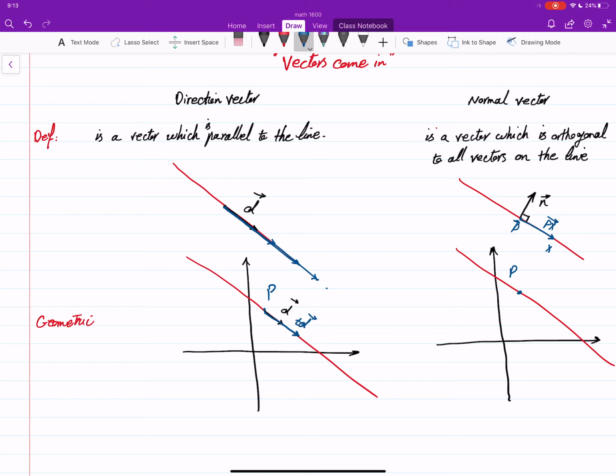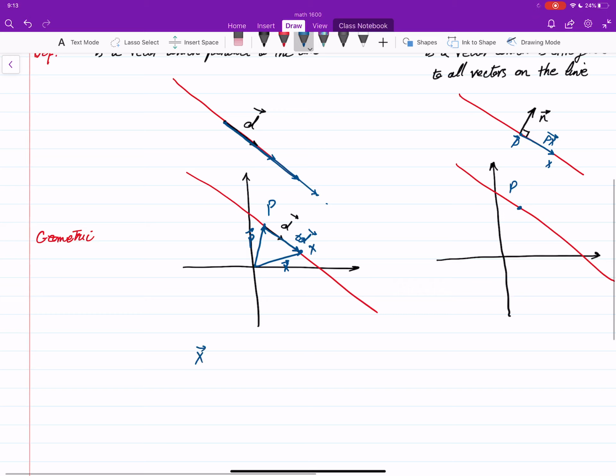And if you use the position vector of these points, this is going to be the position vector P. And if this is the point X, this will give us the vector X. What you see here is that if you use the head-to-tail rule for adding two vectors, the vector X here is the sum of P, so you go up there, and then multiply t by D and add it to this guy. So this added to this gives us this one. And this way you describe the position vectors of all the points on the line: X equals P plus tD. This is how this works geometrically.